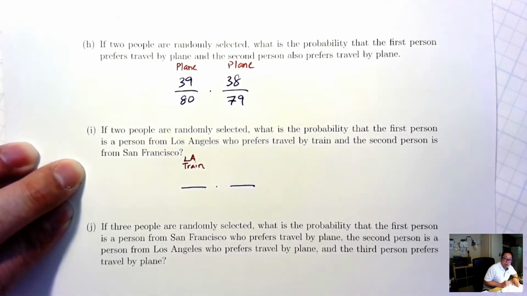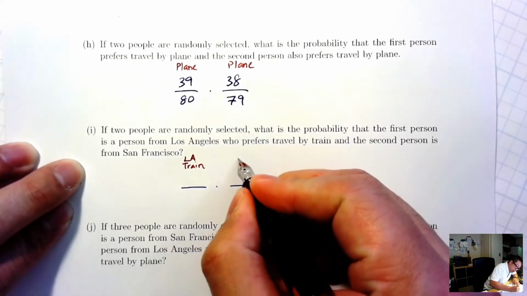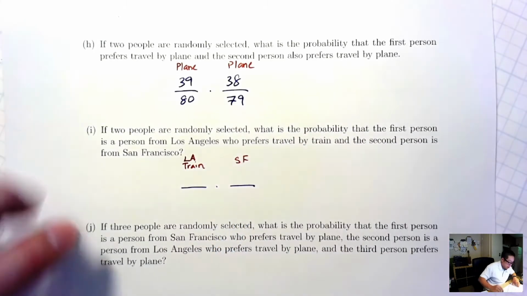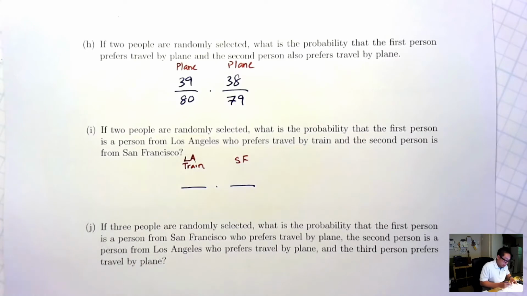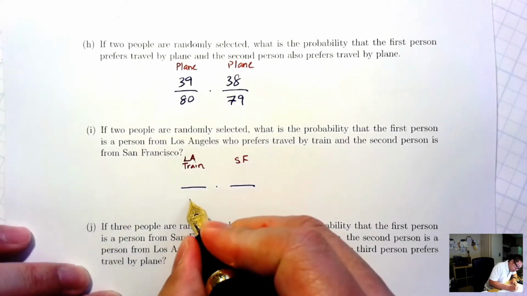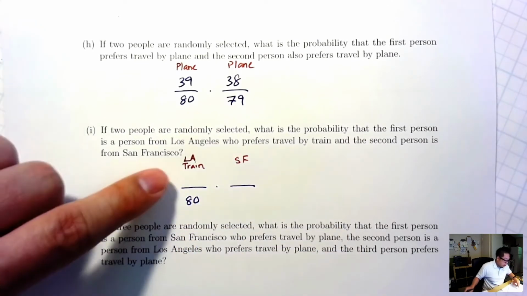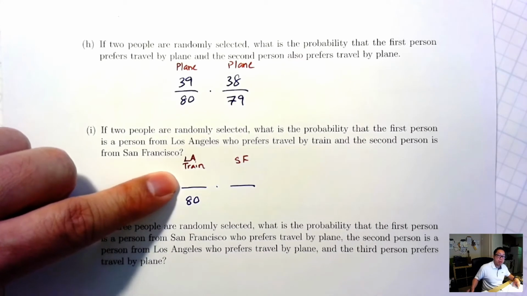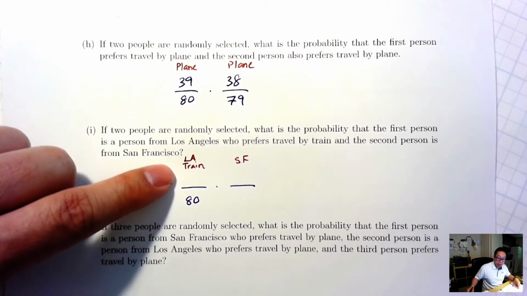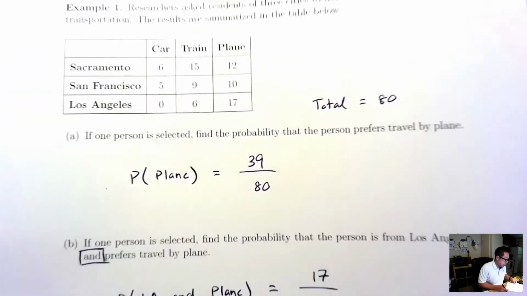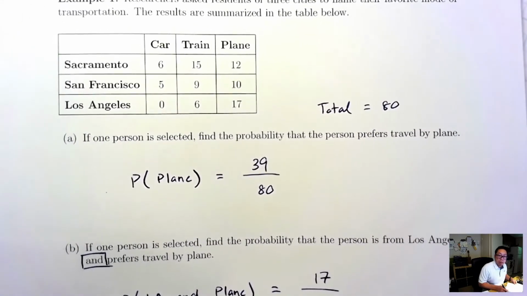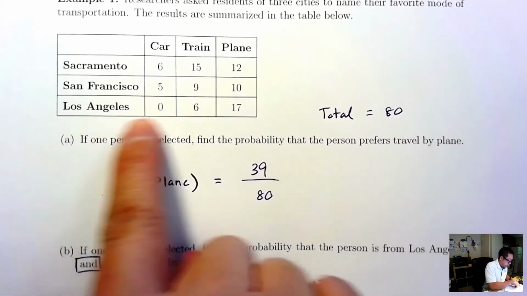Second person is from San Francisco. So second person is anybody from San Francisco. First fraction, the bottom is going to be out of everybody again, which is going to be 80. And then how many people who are from LA prefer travel by train? So how many people from LA and train? So LA and train would be 6.